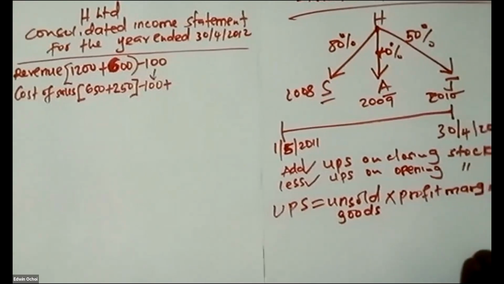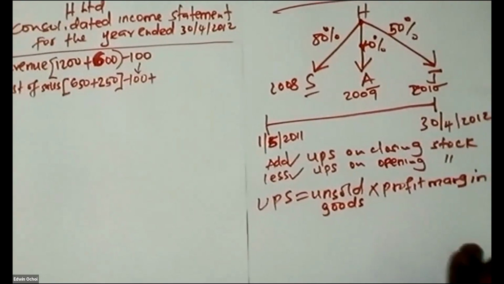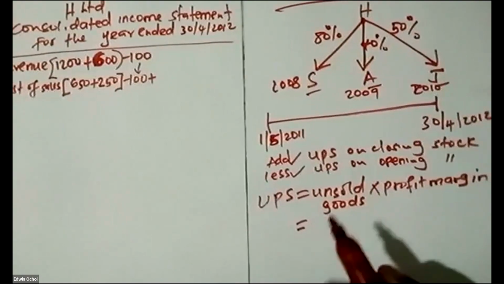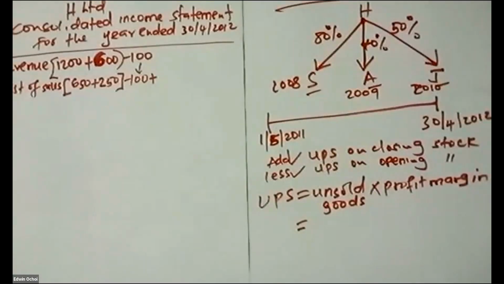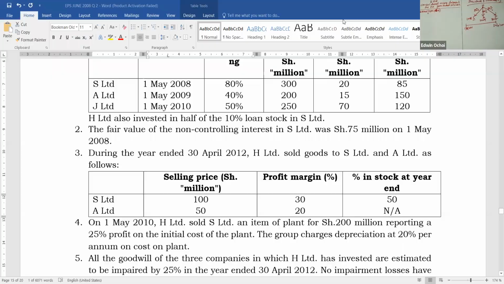Unsold goods times the profit margin. So you go to the aspect where these goods were sold. You take the one which received them. Right now, it was between H and S. Did S sell the entire goods of 100? We were told 50% were in stock by the year end. In this statement here, percentage in stock at year end, 50.